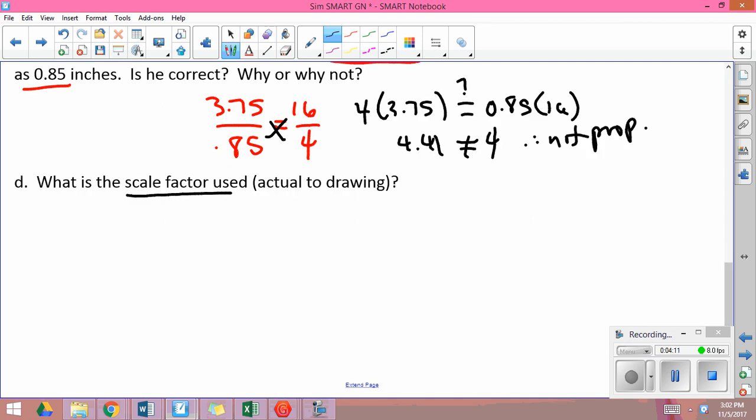Now, the last question asks about what is the scale factor. Scale factor can be reported in a lot of different ways, so you want to read your directions carefully. Here we're saying actual to drawing. So that means you put your actual length on top, 16. Its comparative scale is 4. We always reduce. So what this is saying is for every 4 units in real life, there is 1 unit in my drawing. And if I know that I'm doing actual to drawing or drawing to actual, it helps me set up all of my other proportions.